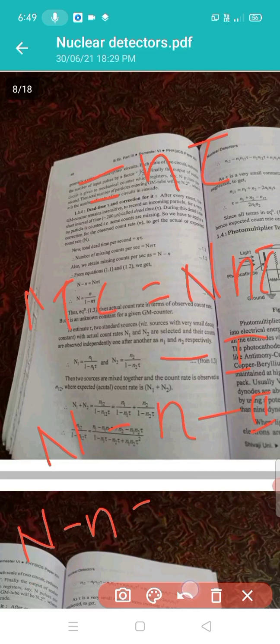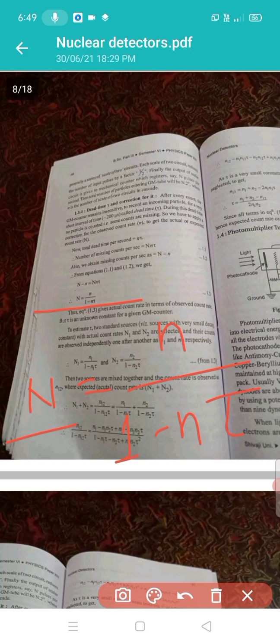We can go through the book. This is the derivation part, you can write it in your notebook. Then by modifying the equation, we arrange for the actual count capital N. We get the formula capital N is equal to small n divided by 1 minus small n into tau, and it is equation number 3.